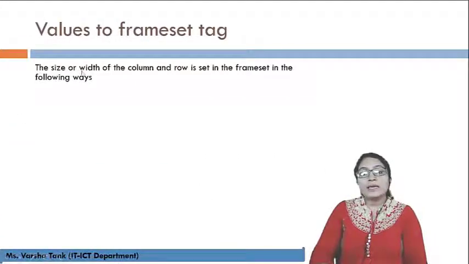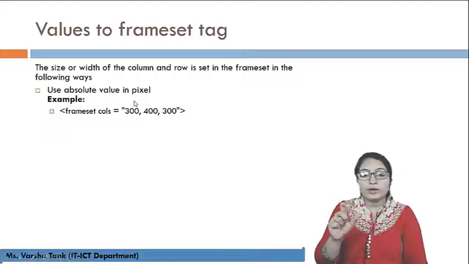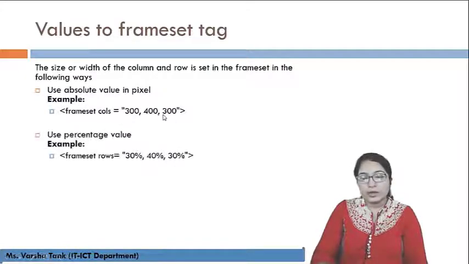Now the size or width of the column and row is set in the frameset in the following ways. You can use the absolute value in pixels. If you know the exact pixel size, at that time you can use the pixel value for dividing the frames. Okay, so frameset cols 300, 400 or 300. And you can also use the percentage value to define the frames.